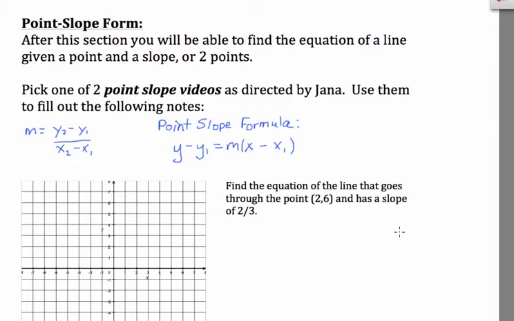We are going to find the slope-intercept equation of a line that goes through the point (2, 6) and has a slope of 2/3. We're going to use the point-slope formula to do this. Let's talk about what our final product will look like.